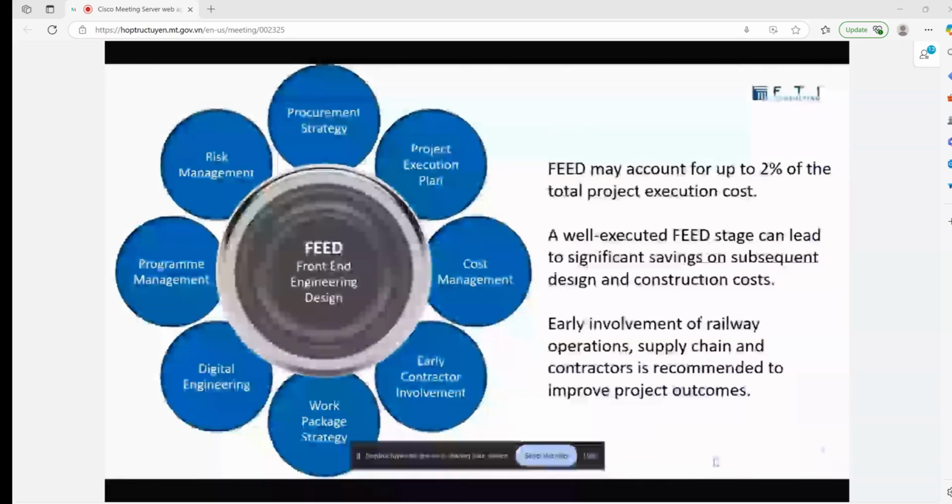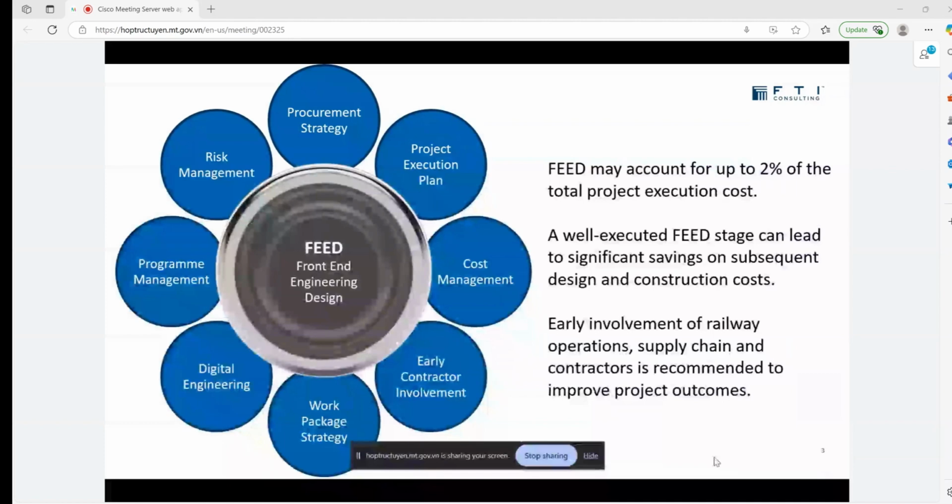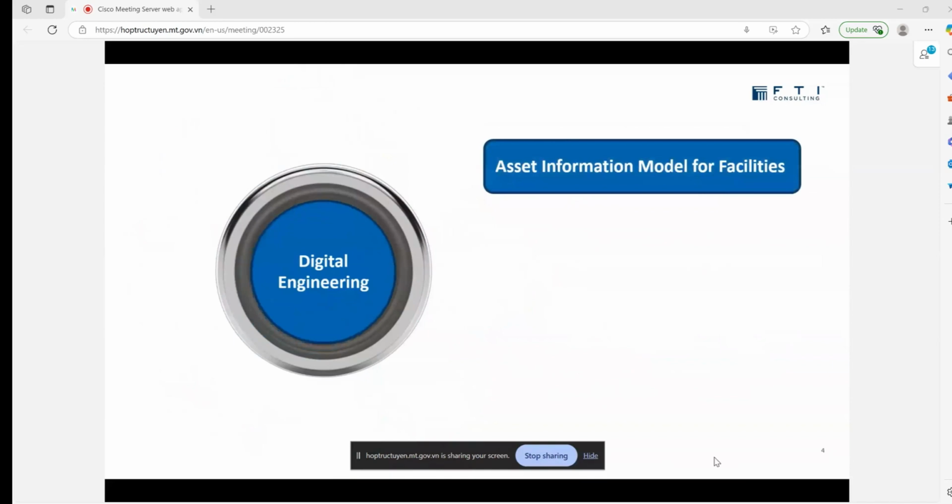One of the things that I want to focus on in my presentation, apart from the early contractor involvement, the project planning, the cost management, is specifically digital engineering. And for digital engineering, I think there are 4 things that you should be considering as part of FEED. The most important thing that you can consider at the beginning of the project is how you're going to collect the information to actually manage the facility and manage the railway in the future.